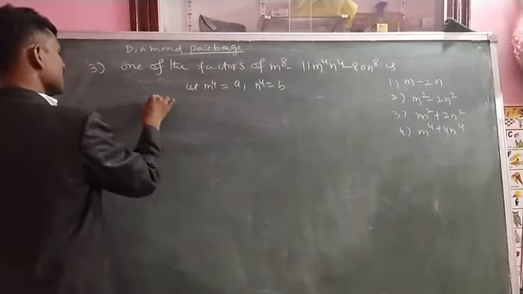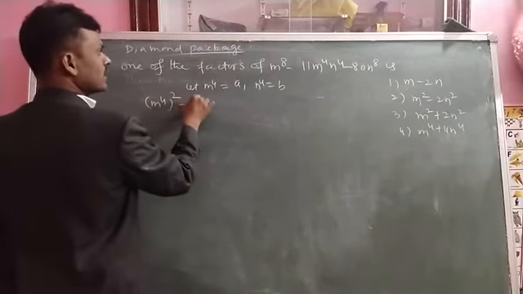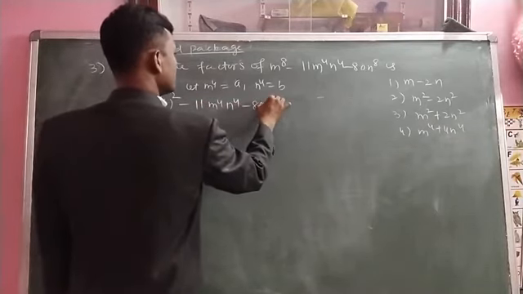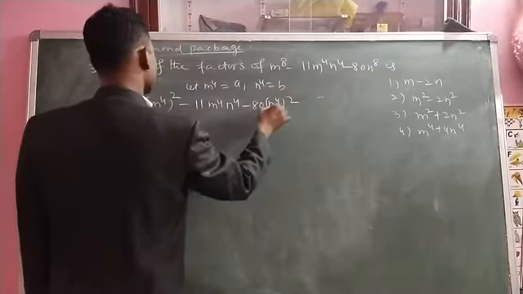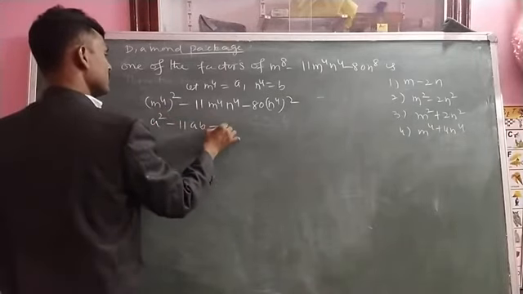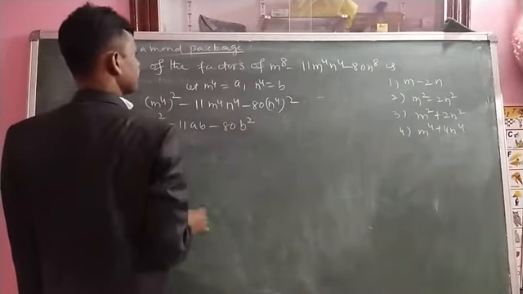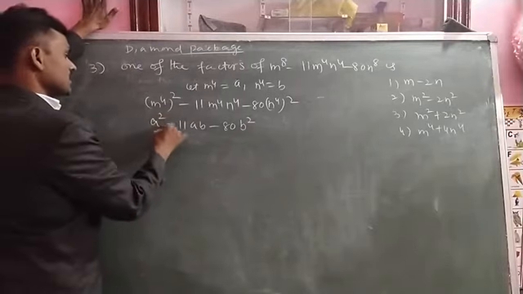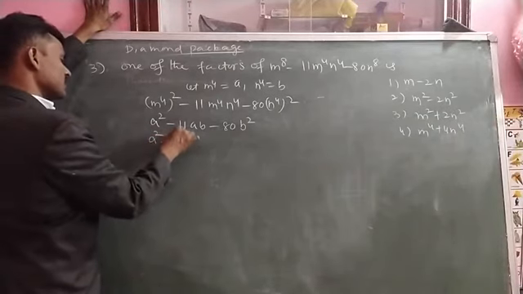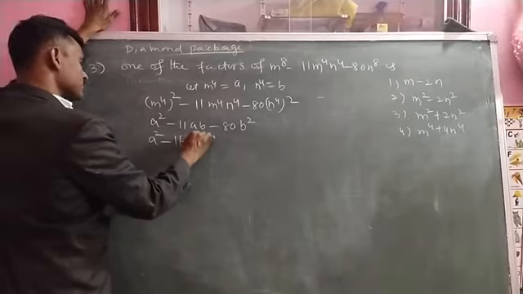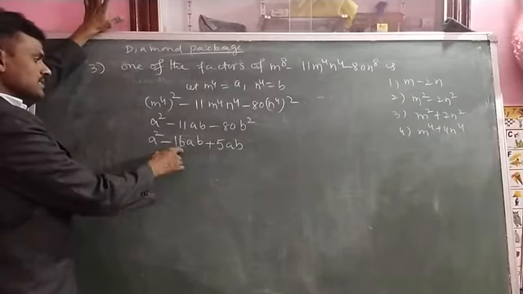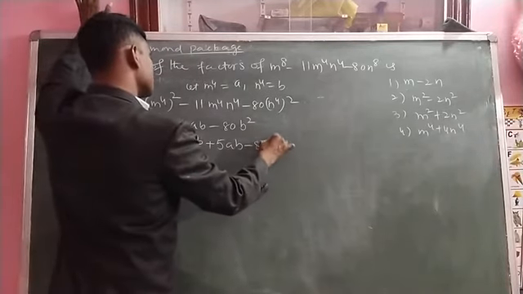Now this is written as m power 4 whole square minus 11 m power 4 and n power 4 minus 80 n power 4 whole square. Now here, instead of m power 4, you can write a square minus 11ab minus 80 b square. Now here you can write 80 as 16 into 5. How will you write here? A square minus 16ab plus 5ab. 16 into 5 is 80, and minus 16 plus 5 is equal to minus 11. Here minus 80 b square.